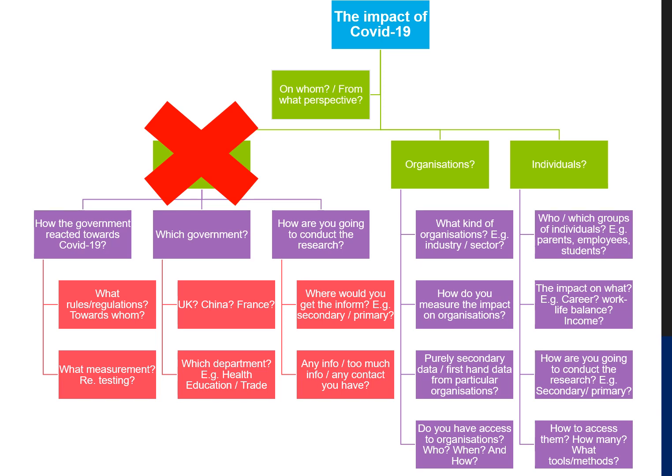Or you have to do primary research. You have to collect first-hand data. If you have to do primary research, how do you have access to them? To the parents, to the employees, to the students? So how do you reach them? How do you recruit or invite them to your research? Now, how many do you need?